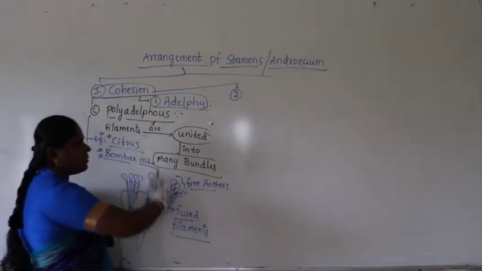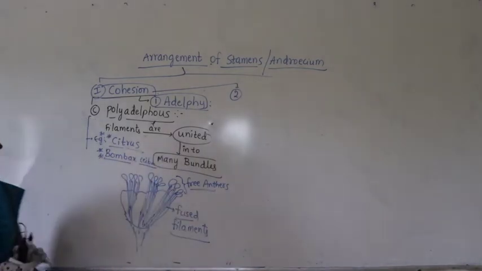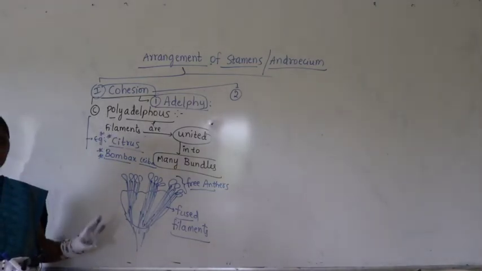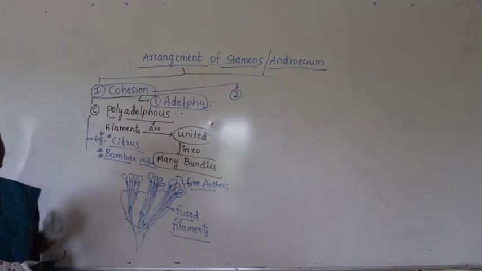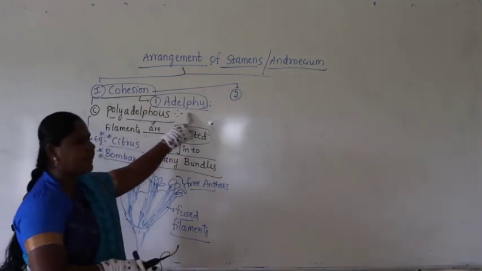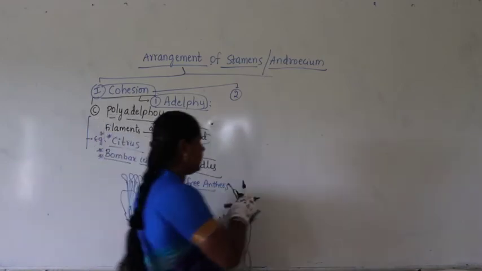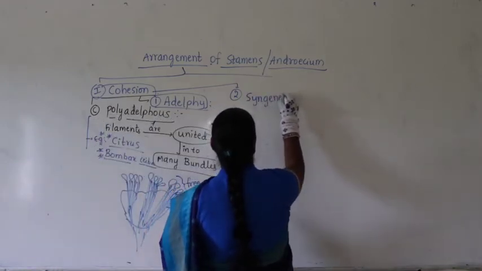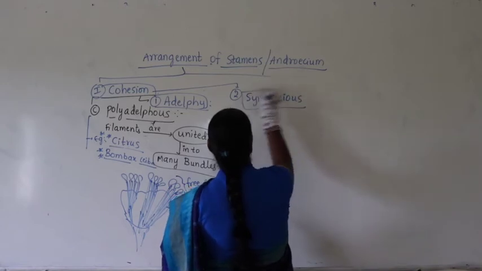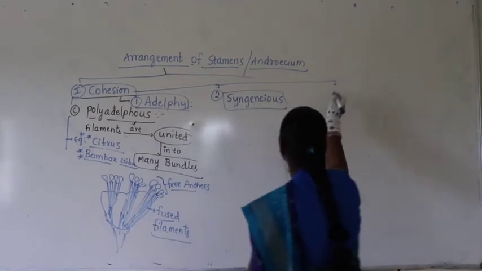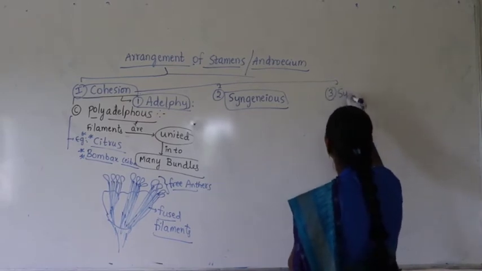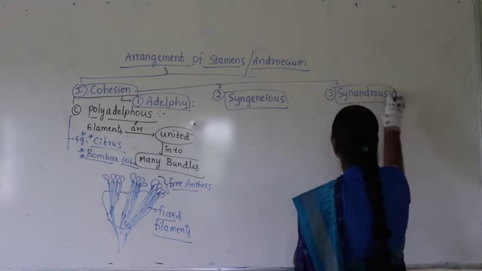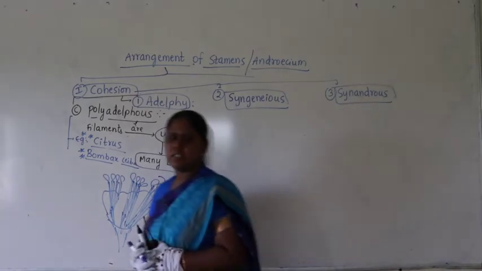Why I am drawing again? Because let us have a comparison with the second category. So under Adelphi condition we discussed about 3: Monadelphous, Diadelphous, Polyadelphous. Now under cohesion, first one Adelphi is completed. Let us go to second one, Syngenesis. And what is the third category? Synandros. Now let us come to the Syngenesis.